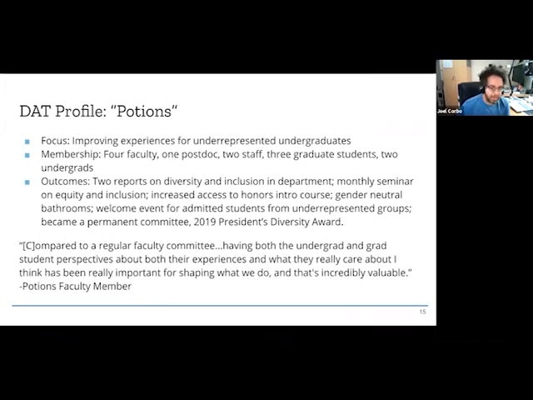So the potions department, their focus was very squarely on improving the experiences for underrepresented students, undergraduate students in their department, in their major. And so, I think a point here to reiterate is that for us, we say undergraduate education in this project, but we're thinking of that in the most broad way possible. So essentially, any issue that touches on the undergraduate experience counts for us.